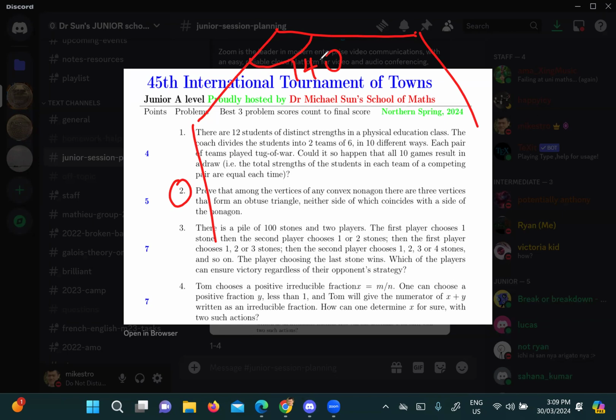If you have an obtuse angle, the only issue is if the closing side is one of the sides of the nonagon, with the vertices next to each other. So the question is basically asking you to find some sort of obtuse angle, and it should be pretty easy to make it into a triangle.